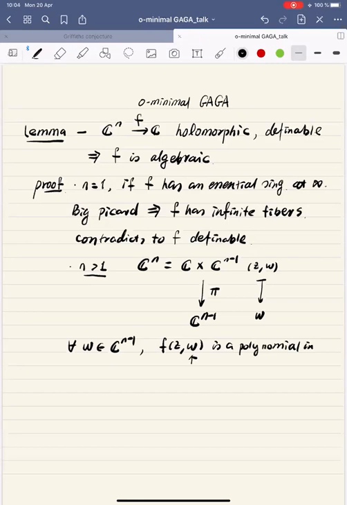And since f is definable, this implies the degree of f with respect to the first variable z is uniformly bounded. I mean, this is a consequence of the definable cell decomposition theorem, but I didn't discuss it last time. So I will just tell you that this is a simple consequence of that theorem.